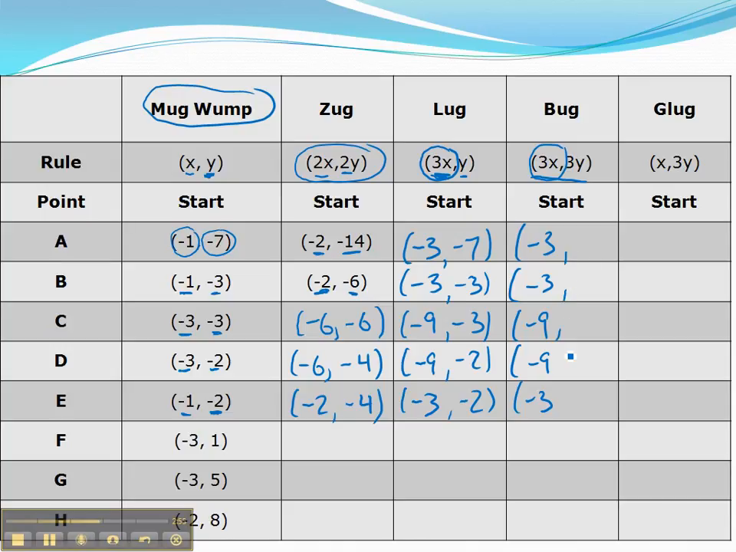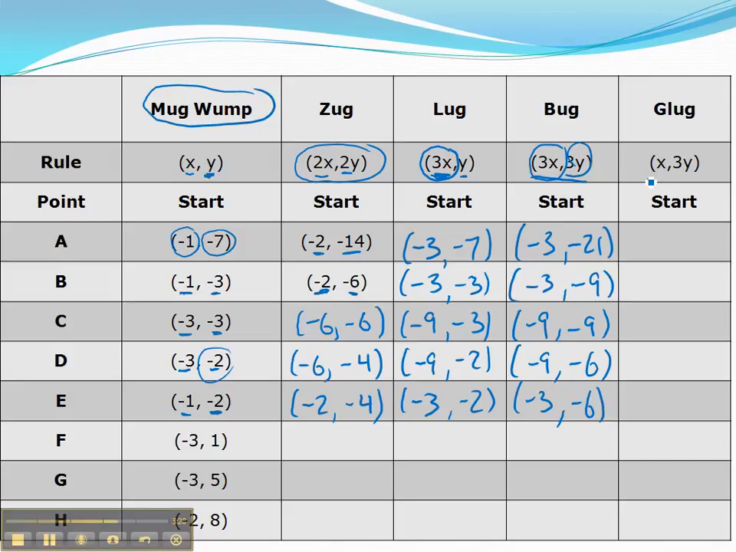And we just need to multiply Mugwump's y coordinates by 3 to get the y coordinates for Bugwump. -7 for point A times 3 would be -21. Point B is -3y, so -3 times 3 would be -9. Same thing for C, -3 times 3 is -9. Point D for Mugwump, the y coordinate is -2, and -2 times 3 is -6. And the same for point E, -2 times 3 is -6.